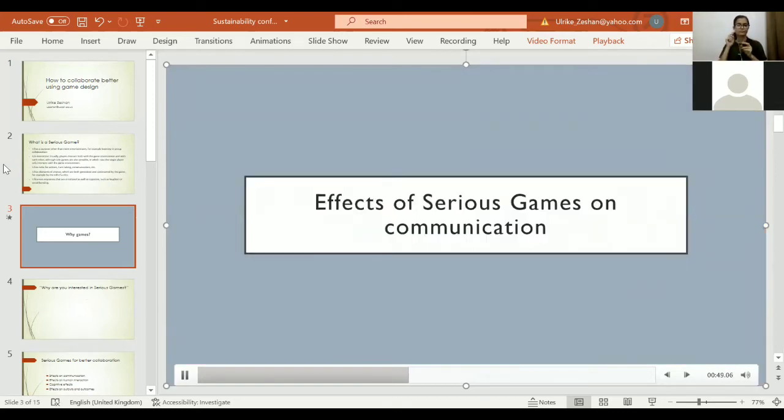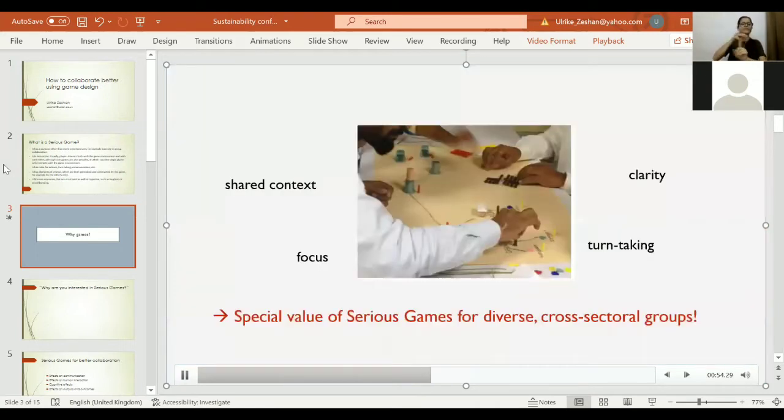Being a linguist, I've worked on the effects of serious games on communication in particular. We find that serious games are particularly valuable when working with very diverse cross-sectoral groups. Some of my research has involved deaf and hearing people, academics, educators, and NGOs from multiple countries. What we find in serious games is that there's more clarity of communication because of the shared visual context that everyone relates to. This also means that you are able to focus better and don't go off topic so much. Also, turn taking is often regulated as part of the game's choreography.